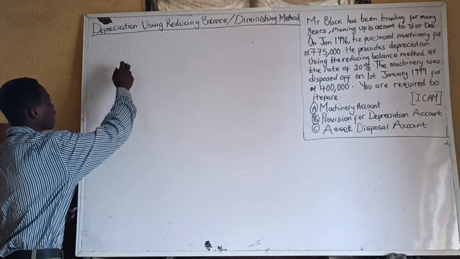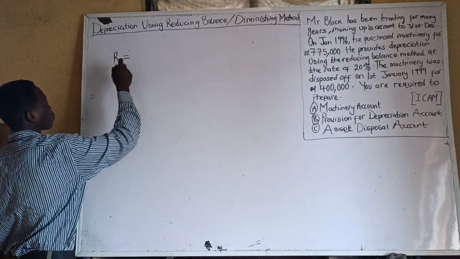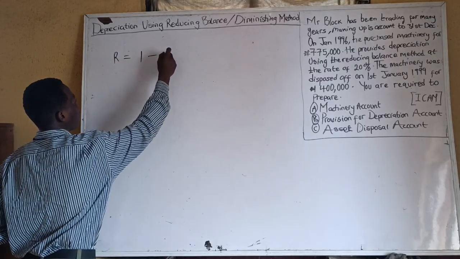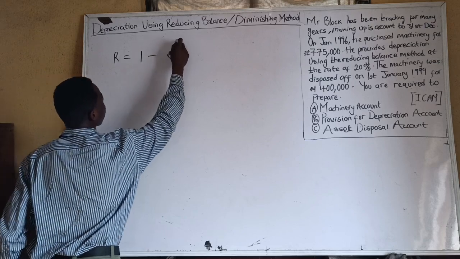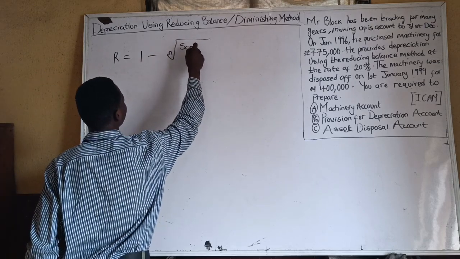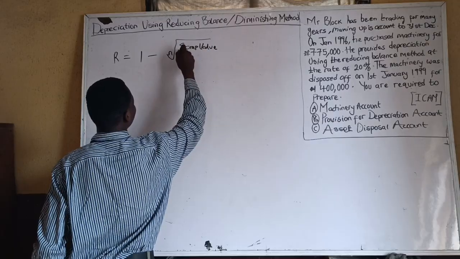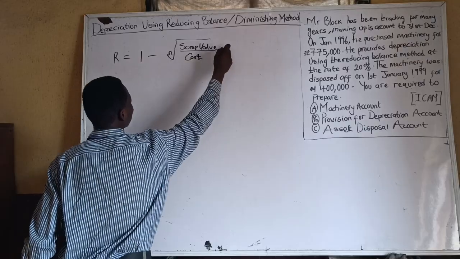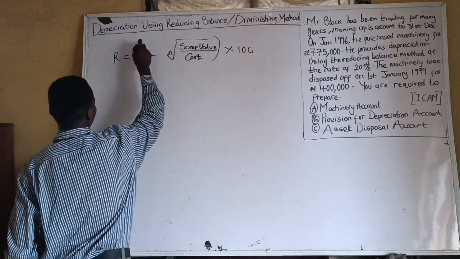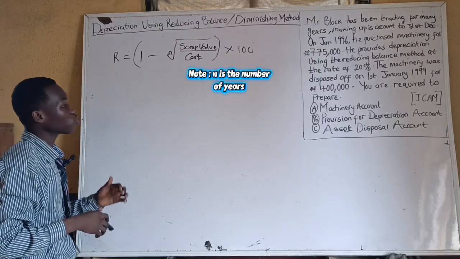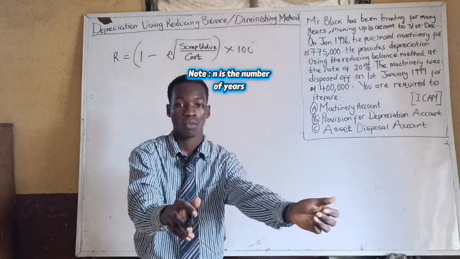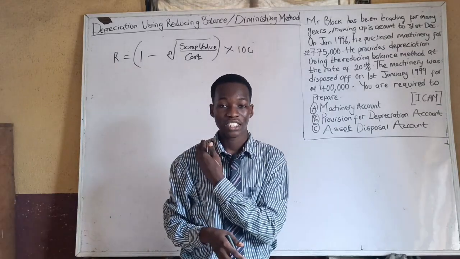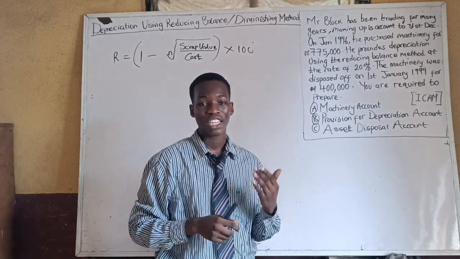Now, in a case whereby you are not given the rate, to get the rate under the reducing balance method, the formula is given by 1 minus the nth root of scrap value, which is also known as residual or salvage value, divided by the cost of the asset, then multiplied by 100. The result here, you multiply it by 100. In a case whereby you are not given the rate to charge your cost in order to get the depreciation, you are going to apply this formula to get your rate. Now we have an example on the board.